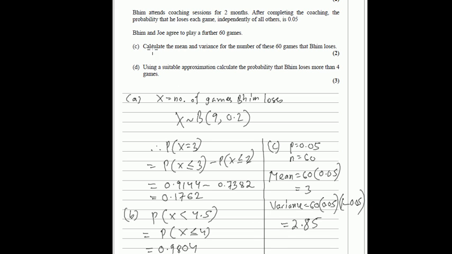The next one, use a suitable approximation to calculate the probability that Bhim loses more than 4 games. So more than 4 games means, first of all, we have a new distribution to do, because it is not possible to do the sum under this distribution because the distribution has changed, and they always mention this using a suitable approximation. So we can use Y. Since both of them are the same, you might not write this all over again. If you want to, you can write it.